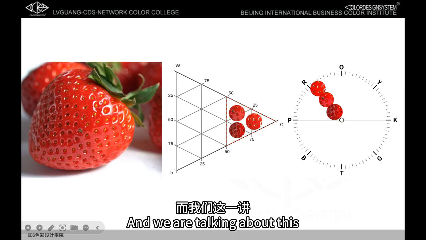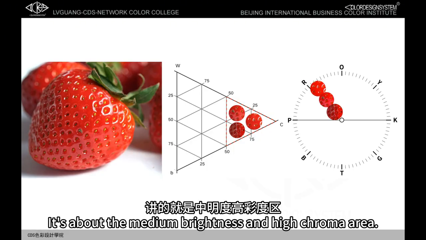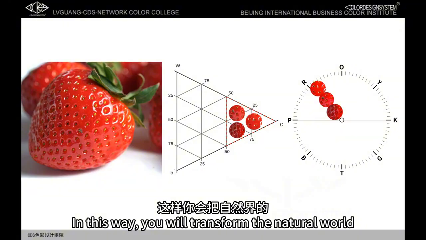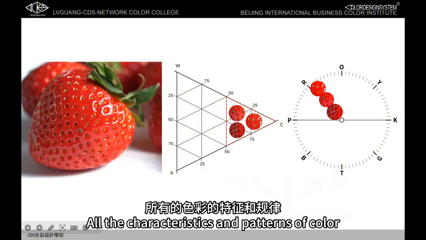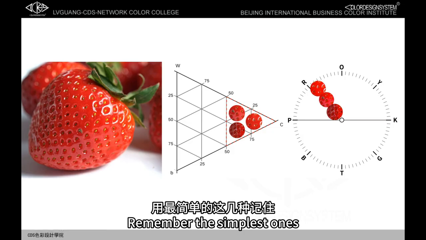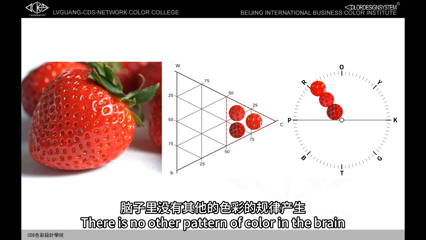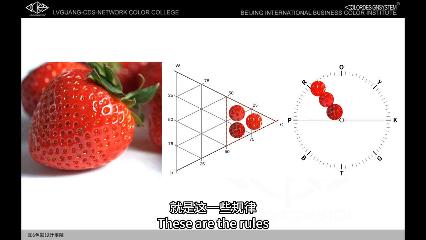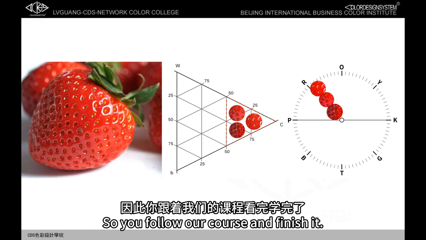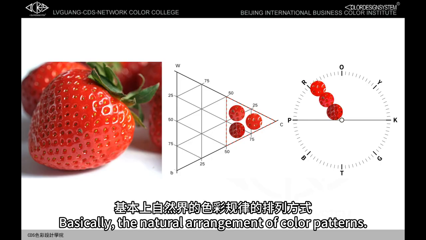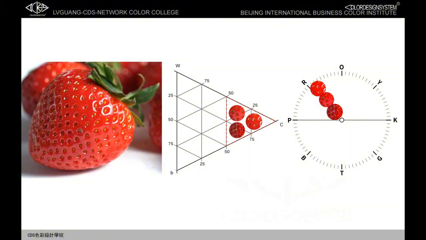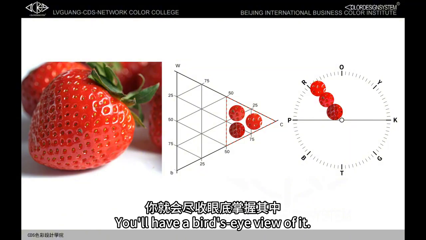And we are talking about this medium brightness and high chroma area. In this way, you will transform all the characteristics and patterns of color in the natural world. Remember the simplest ones; there is no other pattern of color in the brain. These are the rules. So if you follow our course and finish it, you'll have a bird's eye view of the natural arrangement of color patterns.